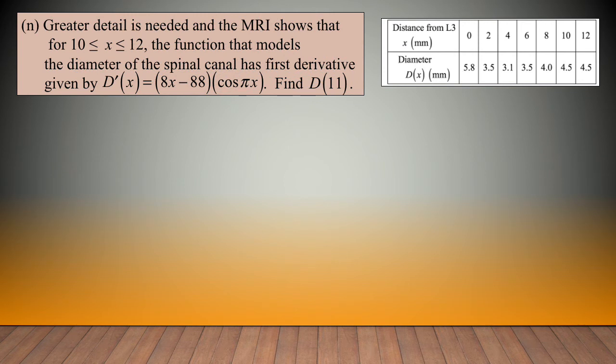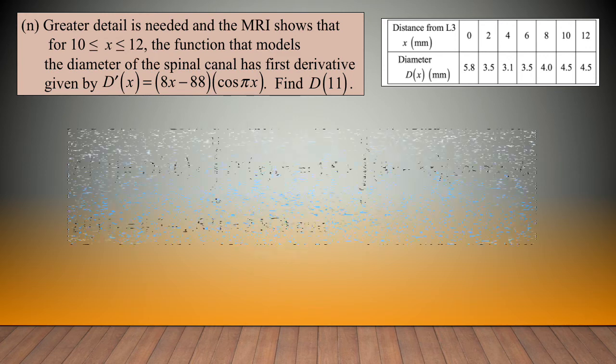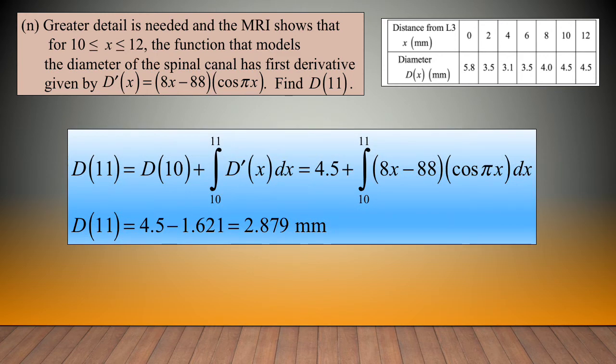Part N reads, greater detail is needed, and the MRI shows that for x between 10 and 12, the function that models the diameter of the spinal canal has first derivative given by D prime of x equals 8x minus 88 times cosine pi x. We would like to find D of 11. We use our formula that D of 11 is equal to D of 10 plus the integral from 10 to 11 of D prime of x dx.